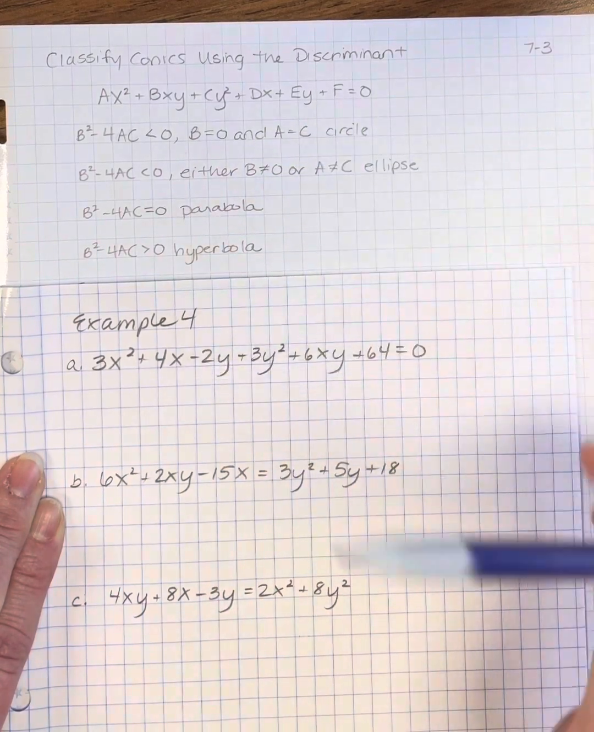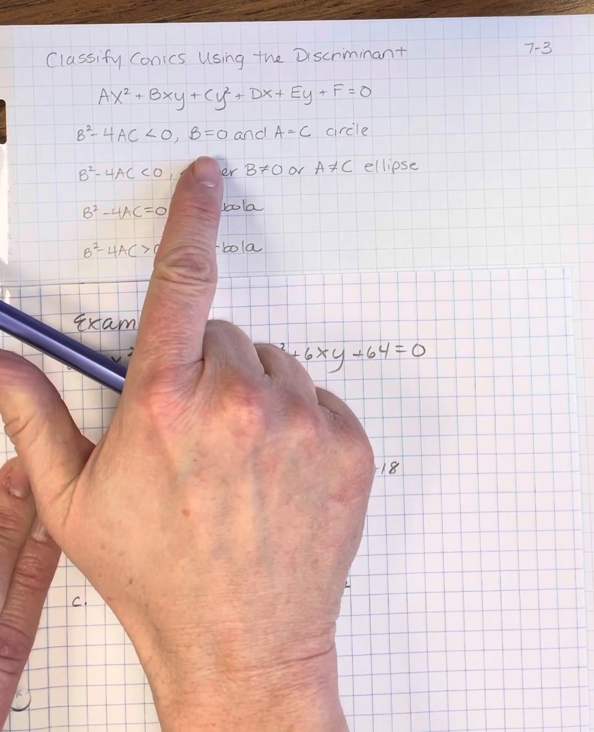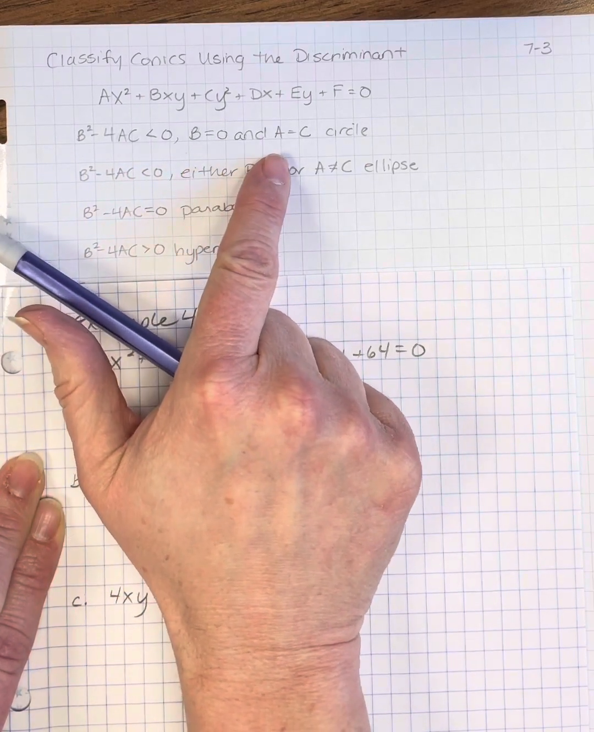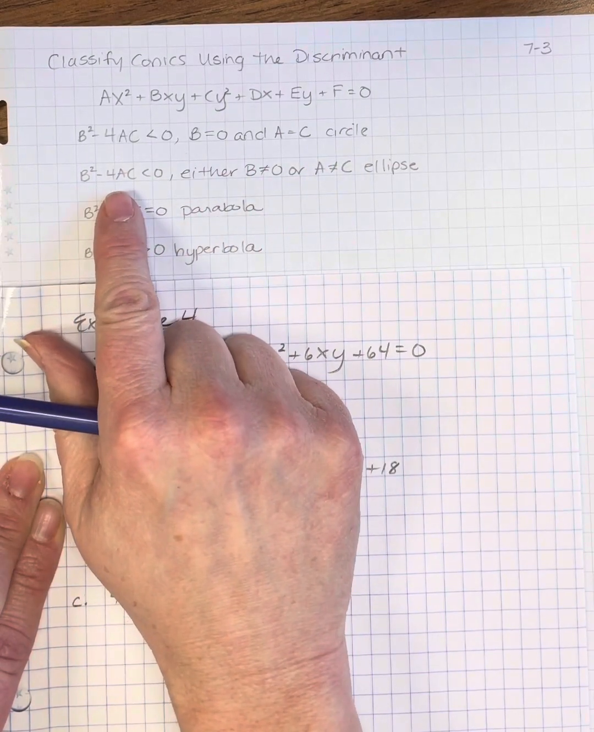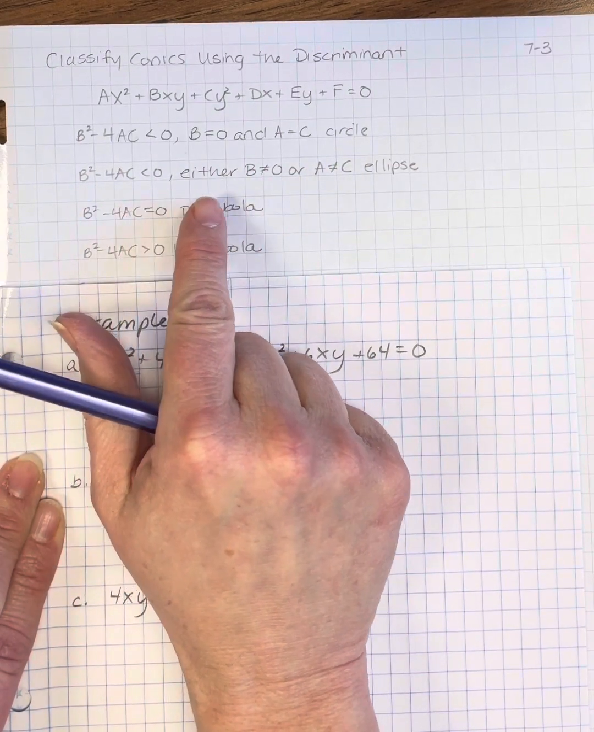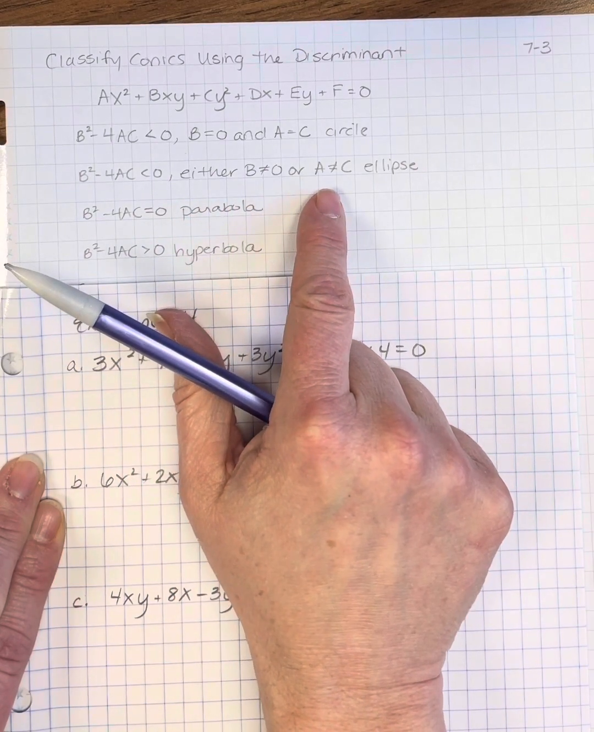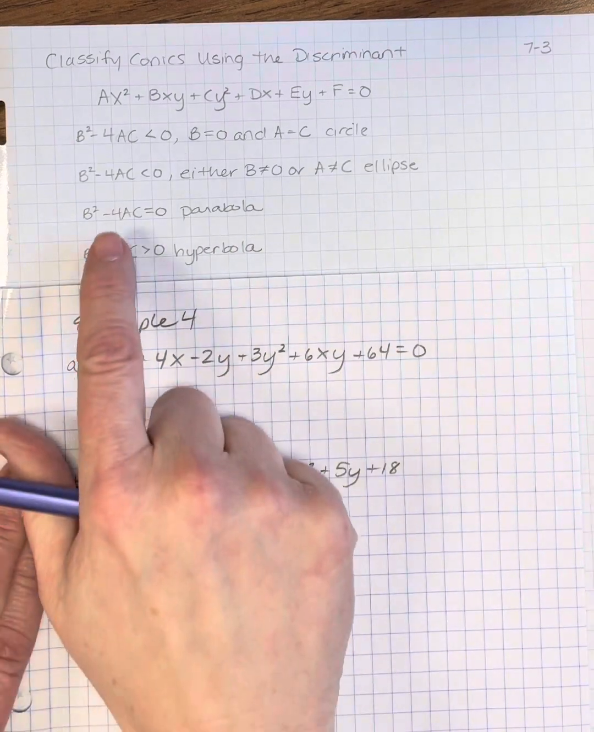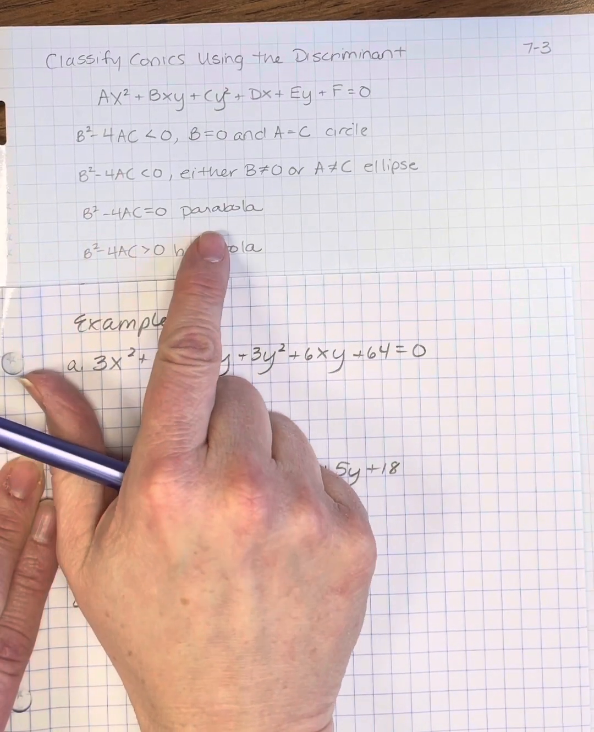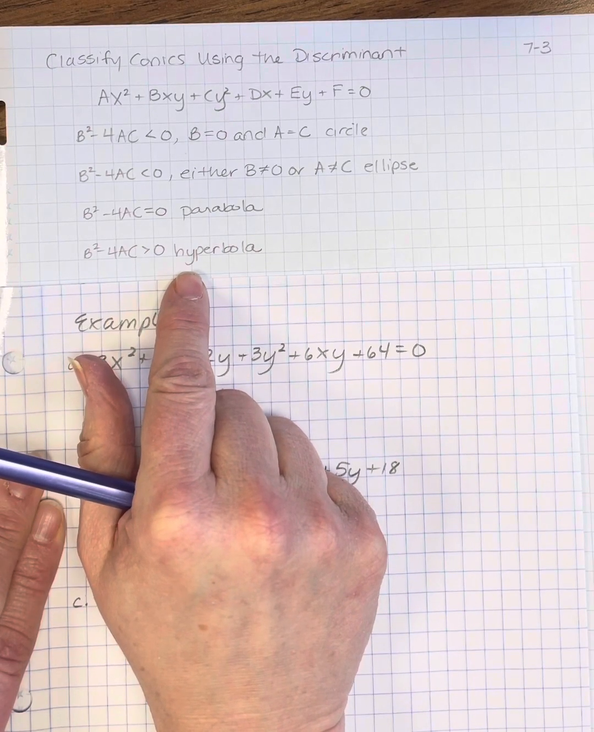Here are the parameters. If b squared minus 4ac is less than 0, b equals 0, and a is equal to c, you have a circle. If b squared minus 4ac is also negative, but either b is not 0 or a is not equal to c, then you have an ellipse. If b squared minus 4ac is 0, you have a parabola, and if b squared minus 4ac is positive, you have a hyperbola.